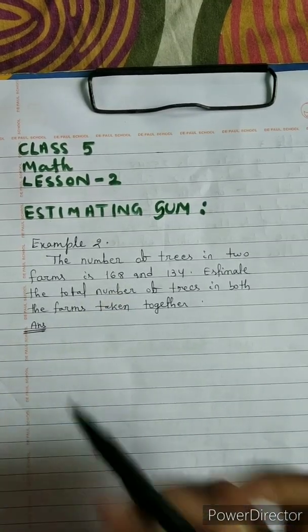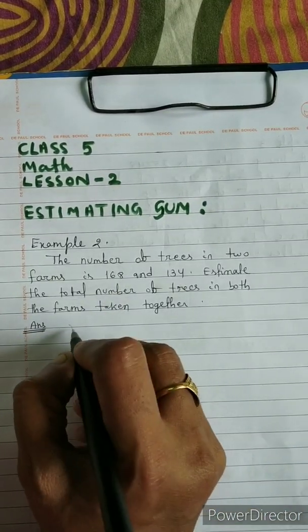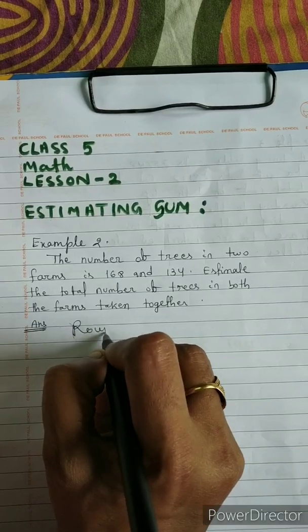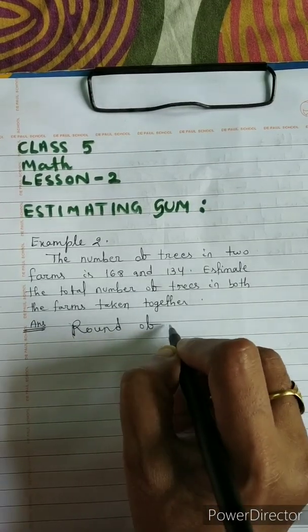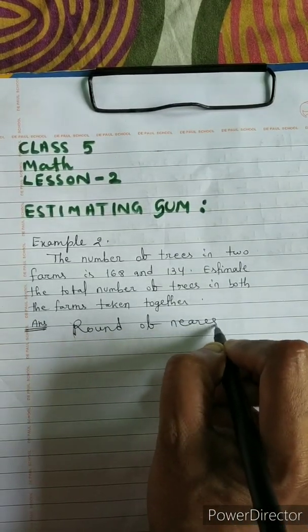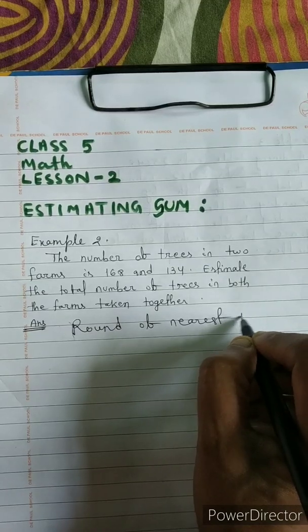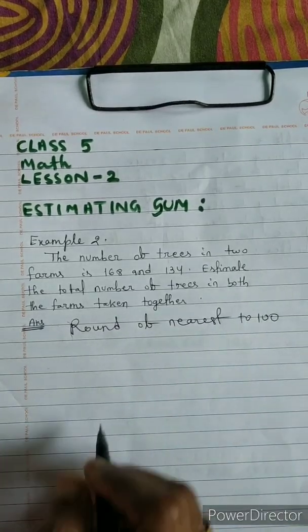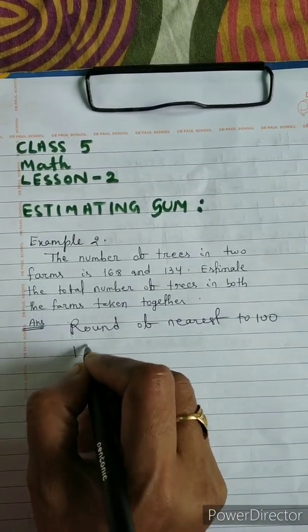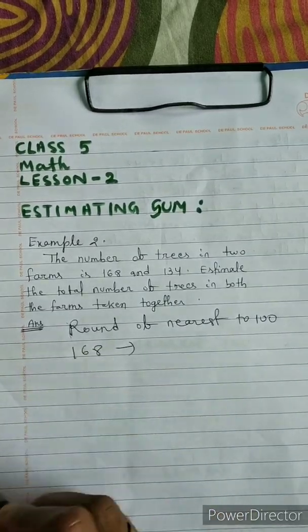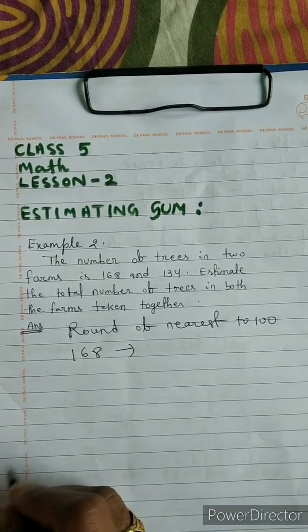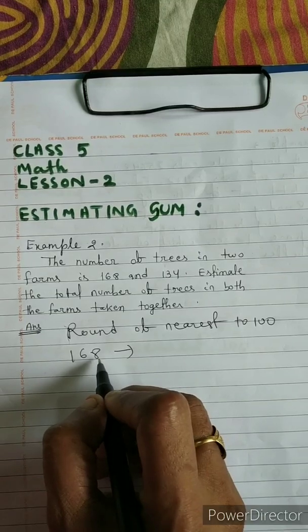Okay, children. Now you just round off to the nearest 100. So now 168 rounded off to the nearest 100. How much, children, do you say? Just quickly I explain again.